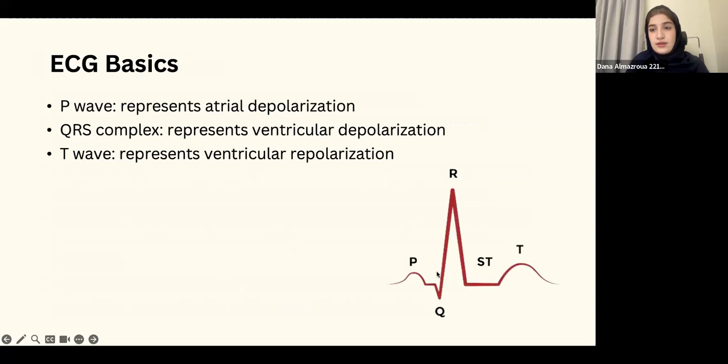Clear? Okay, perfect. Now we're going to move to some ECG basics. This is not the lecture for ECG. You have another lecture for it, but I'm just going to explain some basic information that you probably already know, but kind of a reminder so that you correlate it with the cardiac cycle.